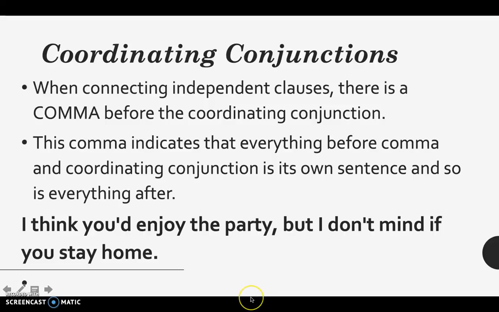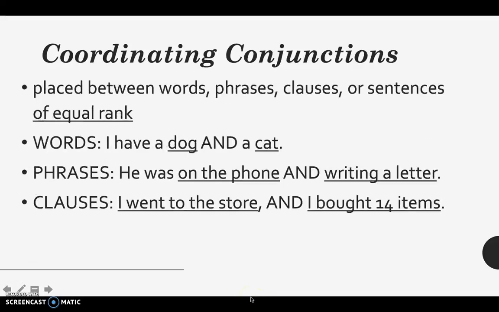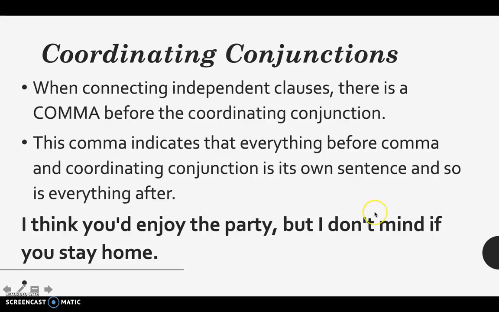So when connecting independent clauses, like this over here, I went to the store and I bought 14 items, this is an independent clause and this is an independent clause because they're both sentences. There is a comma before the coordinating conjunction. So this comma indicates that everything before the comma and the coordinating conjunction is its own sentence, and so is everything after.